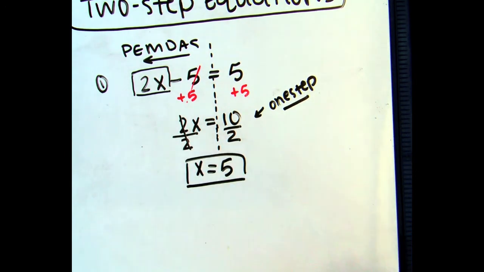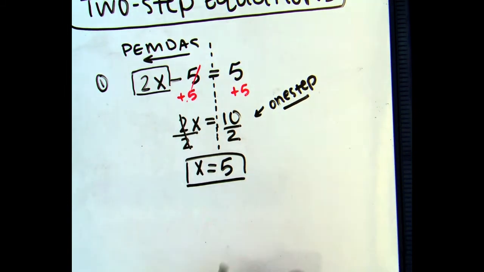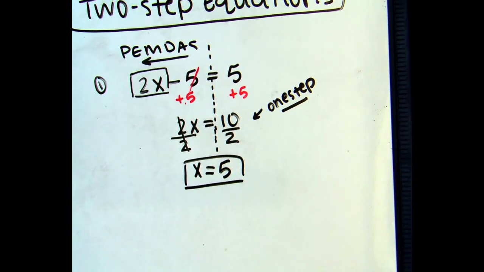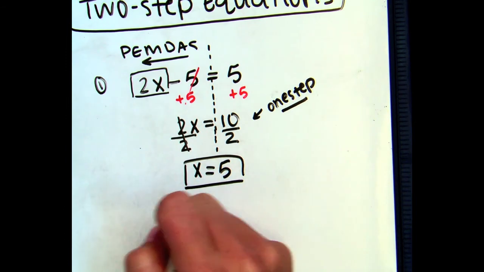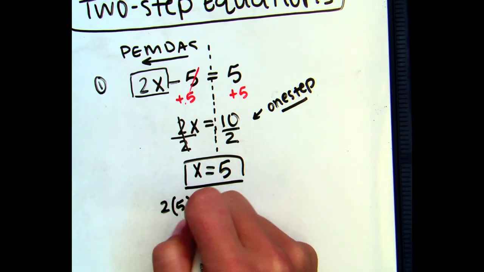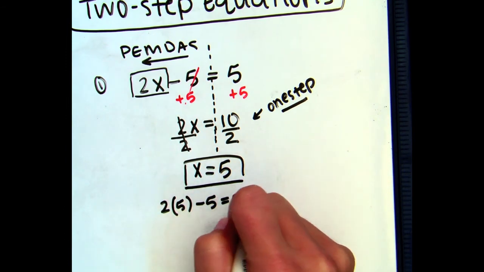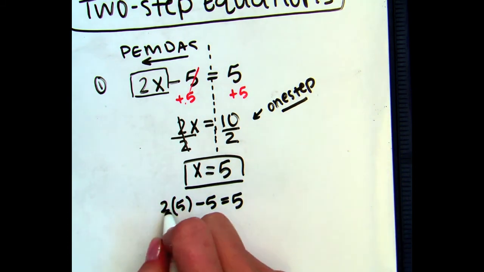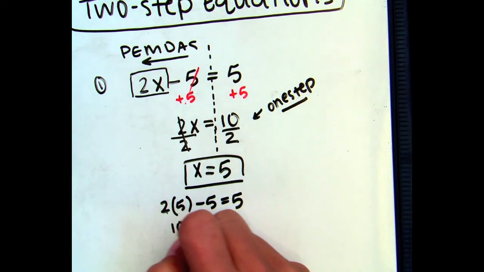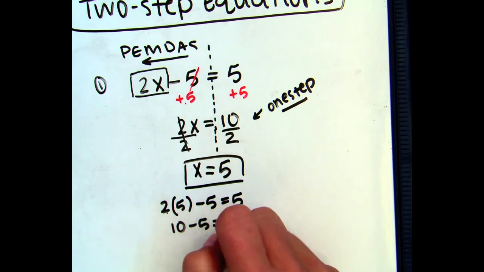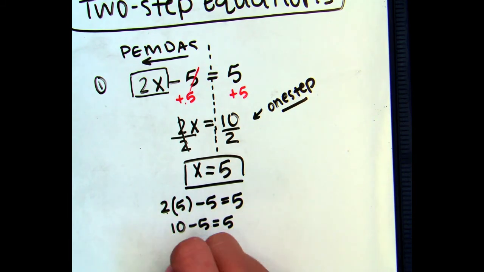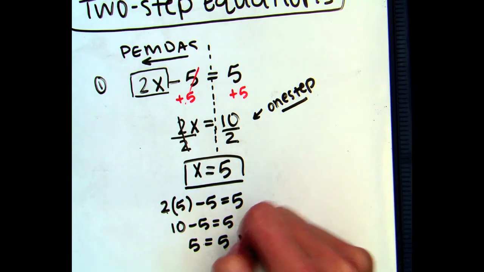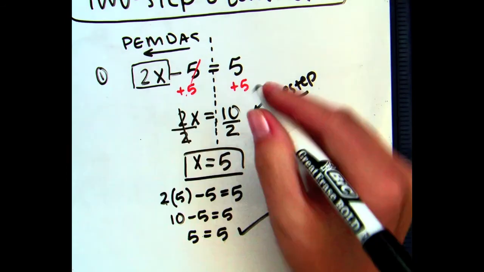So now to check it, let's plug this back in. So we have 2, let's plug in the 5, minus 5, and make sure that it actually equals 5. 2 times 5 is 10. 10 minus 5 is 5. Is 5 equal to 5? Indeed. Woohoo!